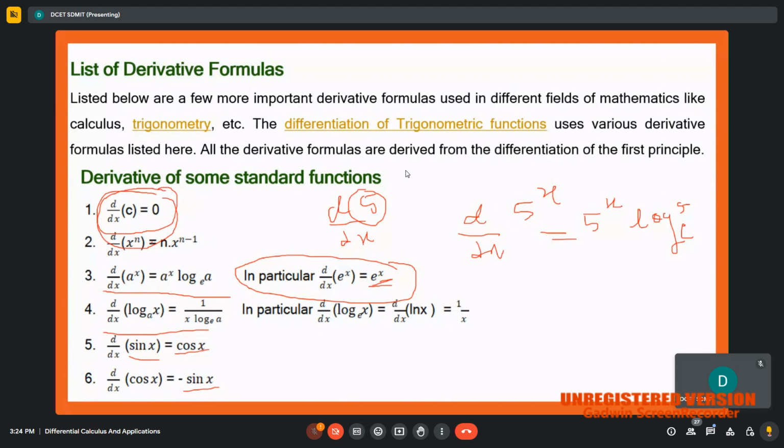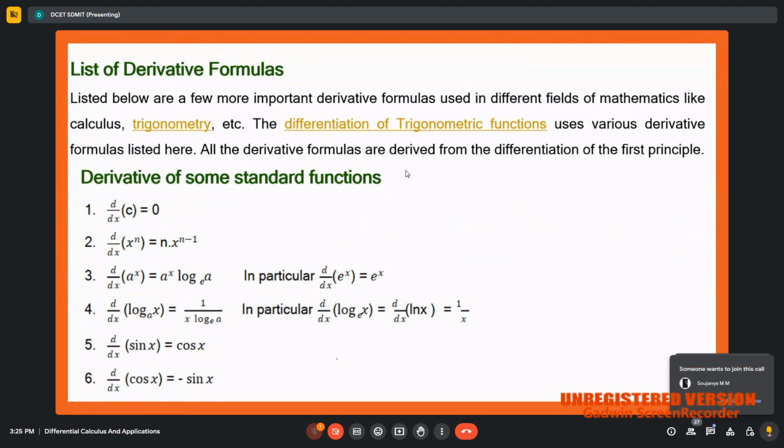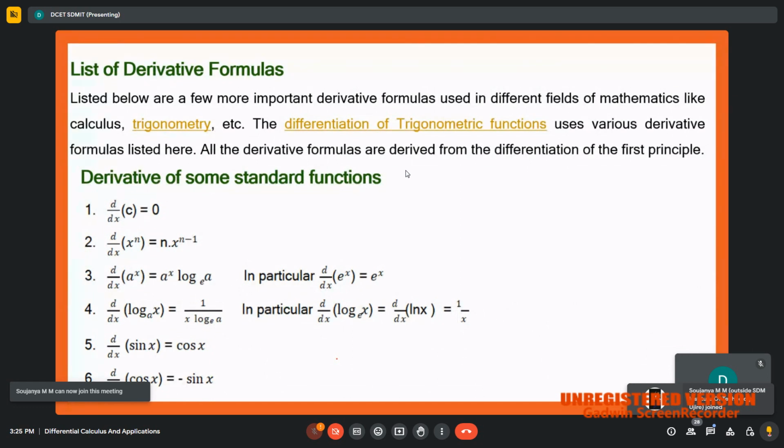Differentiation of x to the power of n is what? n into x to the power of n minus 1. Differentiation of a to the power of x is equal to a to the power of x into log a to the base e. In particular, differentiation of e to the power of x is e to the power of x. Next, once again I repeated here, log x to the base e is equal to what? 1 divided by x into log a to the base e. Differentiation of sin x is what? Cos x. Differentiation of cos x is what? Minus sin x. Okay, is it clear? Followed all of you?